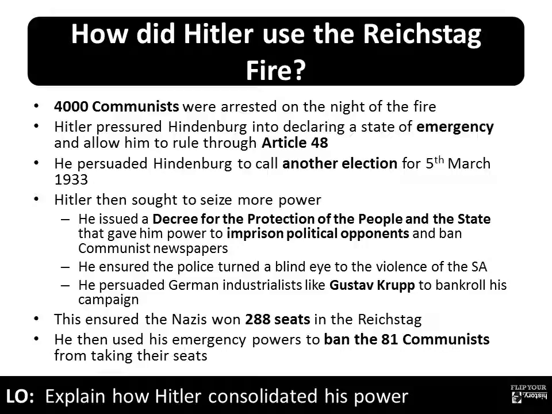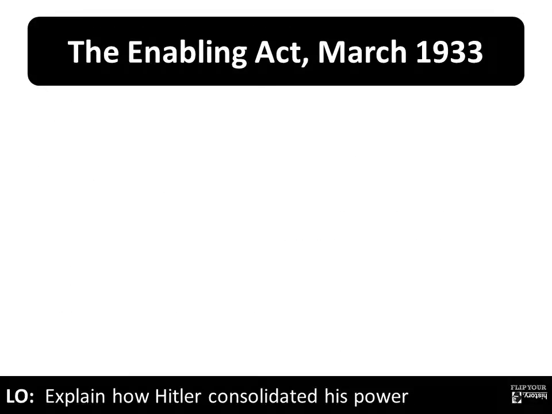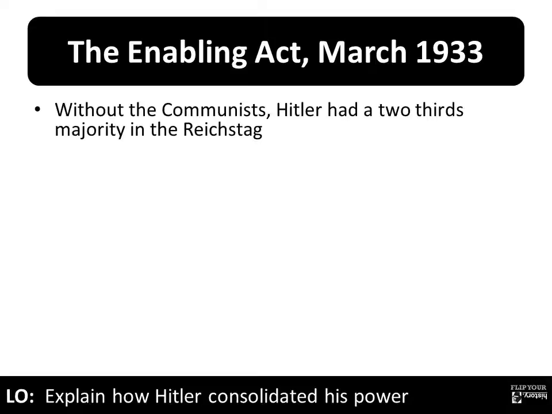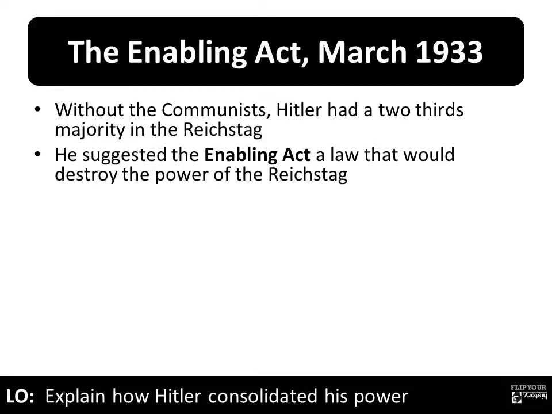He then used his emergency powers to ban the 81 communists from taking their seats, which gave him a majority in the German parliament. Hitler used this majority in the Reichstag to get support for the Enabling Act, which was passed in March of 1933. As without the communists, Hitler had a 2/3 majority in the Reichstag, and actually he also used his stormtroopers to intimidate the 1/3 he did not control.